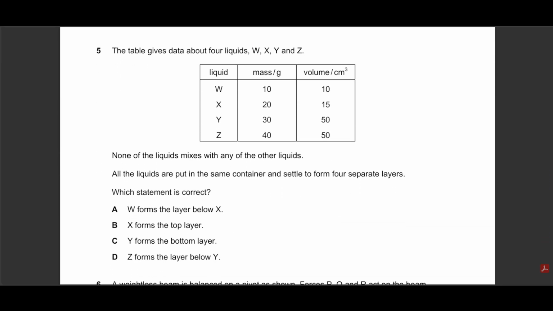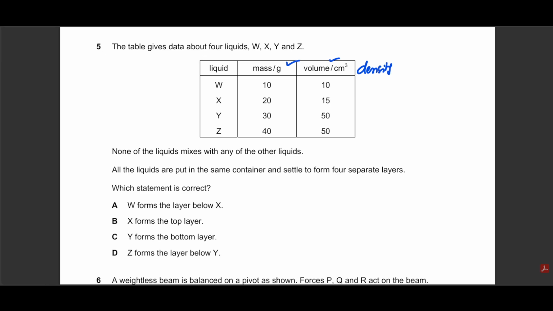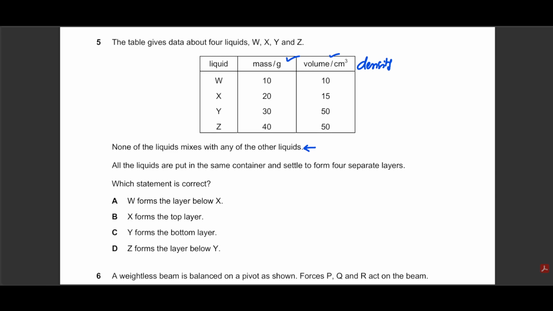Question 5 says, the table gives the data about 4 liquids. We have liquids W, X, Y, Z, and so forth. We have mass and volume. So most likely the question might be regarding densities. Who knows? We will get to the question. None of the liquids mixes with any of the other liquids, so they are not going to mix together. They're going to form layers. All the liquids are put in the same container and settle to form 4 separate layers.